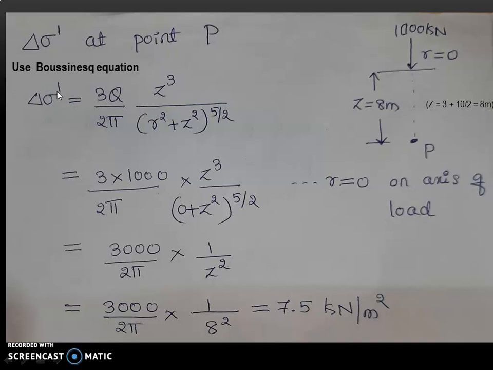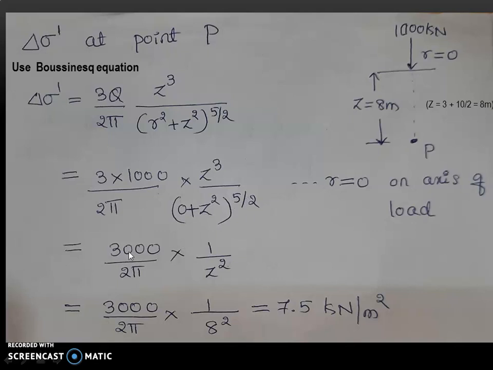Delta sigma dash can be found using Boussinesq equation, that is 3q divided by 2 pi into z cube divided by r square plus z square raised to 5 by 2. So this equation is already been covered under stress distribution of soil. Substitute value of q equal to 1000, that is the load acting from the foundation, divided by 2 pi as it is into z cube whole divided by r, that is 0, plus z square raised to 5 by 2.